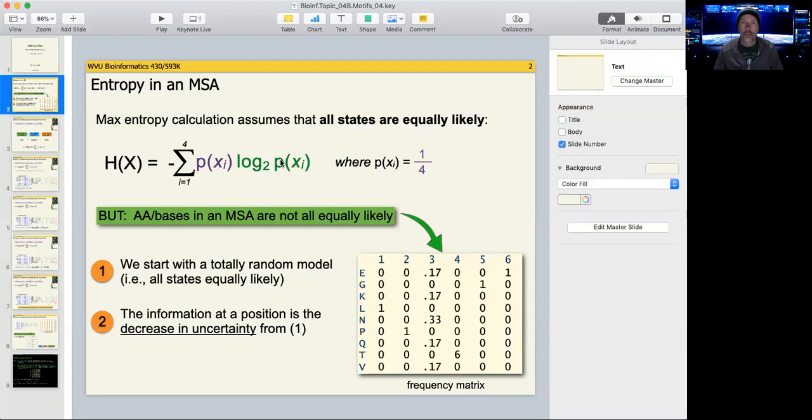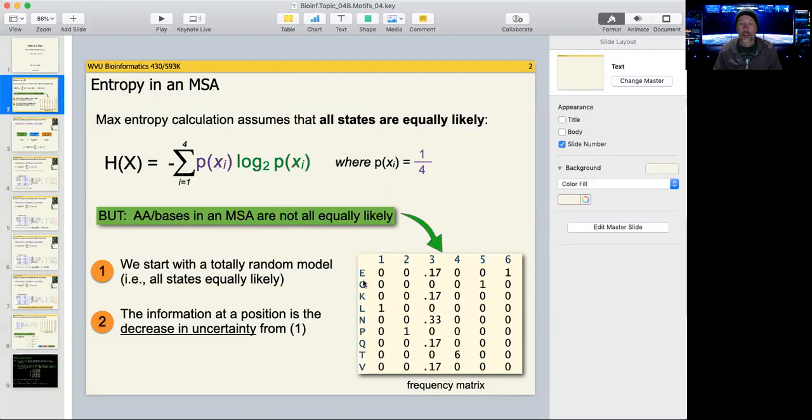Now, how do we use this information when we're talking about motif prediction for multiple sequence alignments? The first thing to note is that all possible states in a multiple sequence alignment are not equally likely. We know that by looking back to the frequency matrices, or position-specific matrices, that we calculate from a multiple sequence alignment. Here's our example. This is going back, I think, 2 sets of slides.